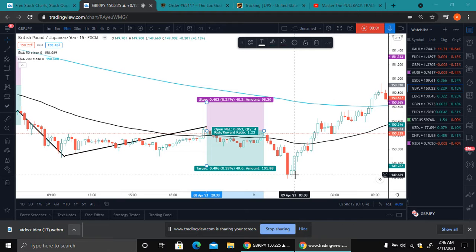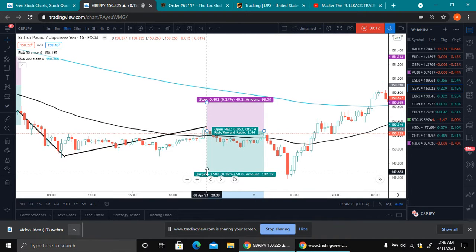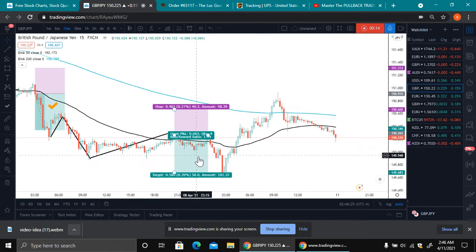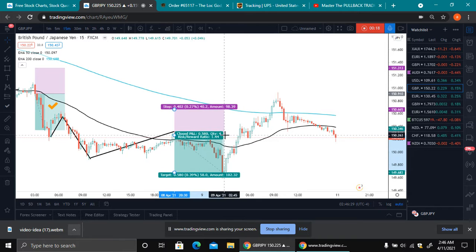Alright, so this is continuation part 2, where we left off on part 1. As I was saying, we got a 40 pip stop loss. We're going to trade it 1 to 4. In this scenario, price came down. We won this trade. So this is another winning trade.